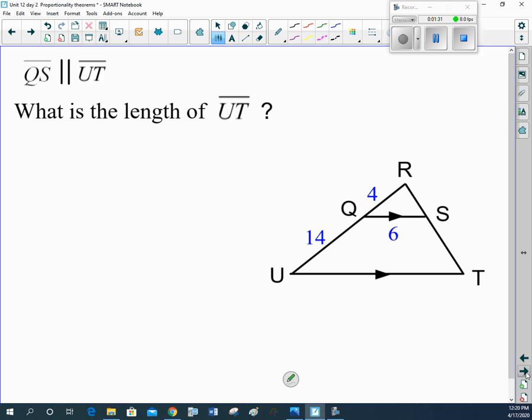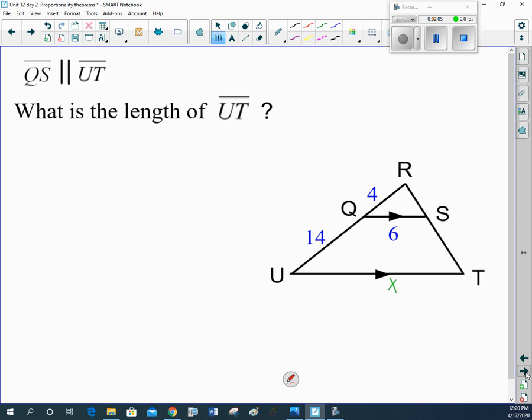Another one. So QS is parallel to UT. So I want to figure out what UT is. Now remember, the theorem says that this piece is proportional to this piece, and this piece is proportional to this piece. Okay, UT is not in those sides. So what I'm going to do instead, I'm not going to use that theorem, I'm going to use one that we used in last time's lesson.